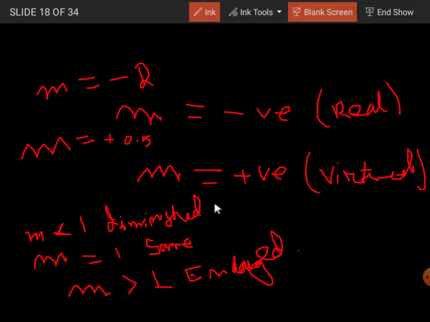So let's stop it here for today, and tomorrow we will do the next one, which will be for the lenses, refraction and all. Let's try to see in that area.